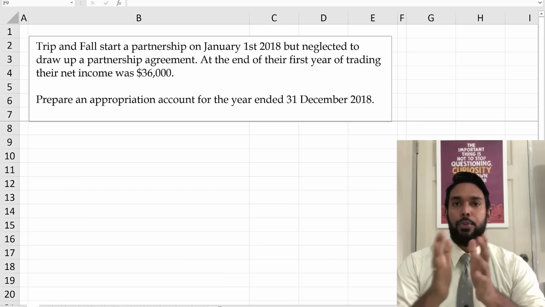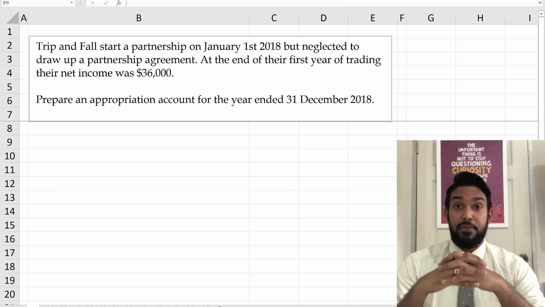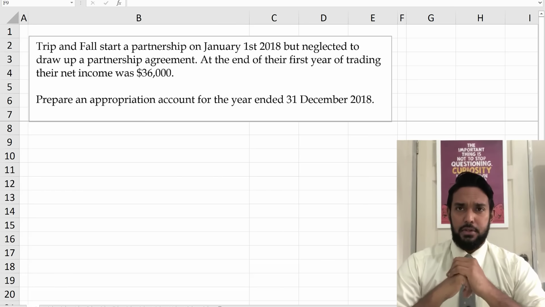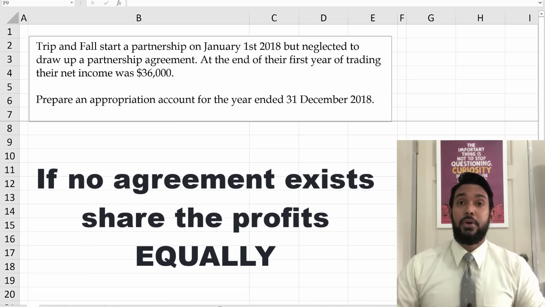So the only thing we have to do here is share the profit of $36,000 between these two partners. Now, how do we know how to share it? There's no agreement. Well, in the absence of that, what do you think is the fairest thing to do in terms of sharing profits between two people? Share them equally. So that's all we're going to do here.